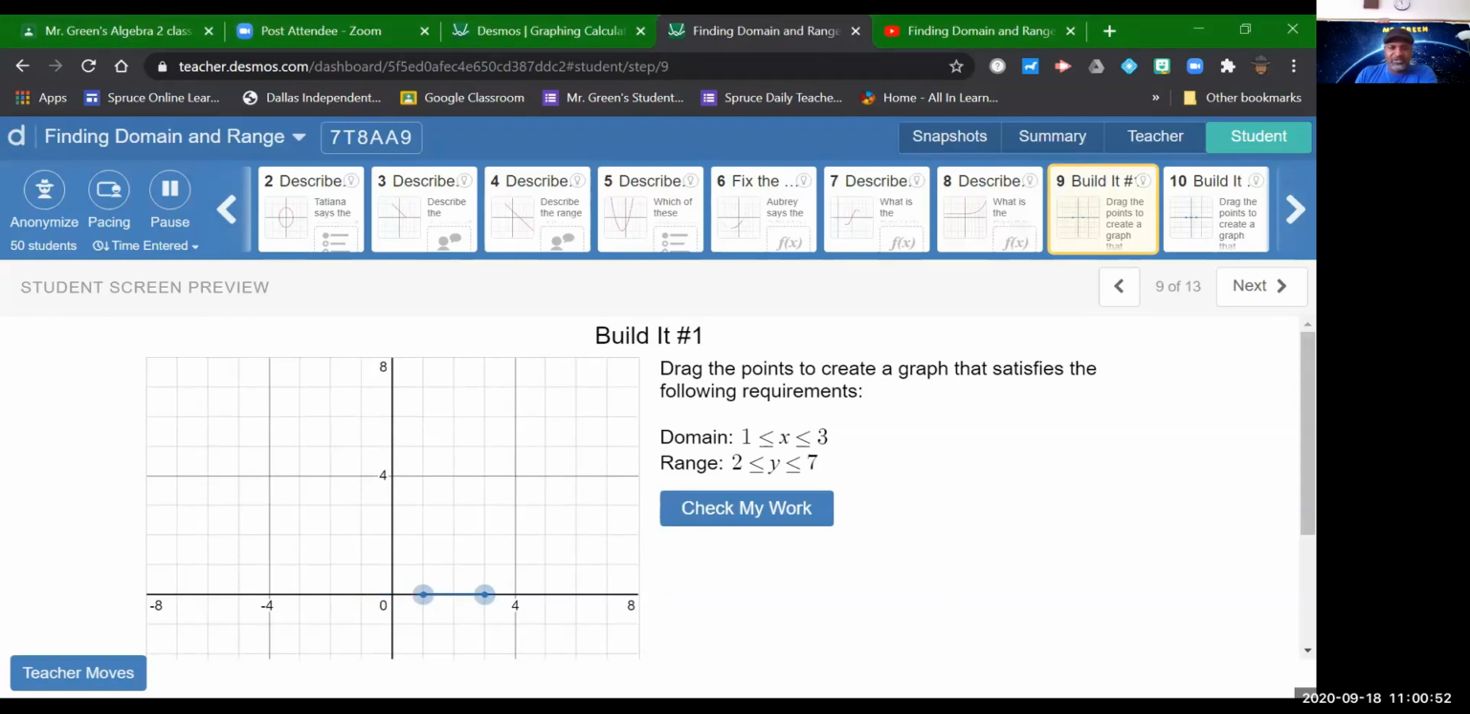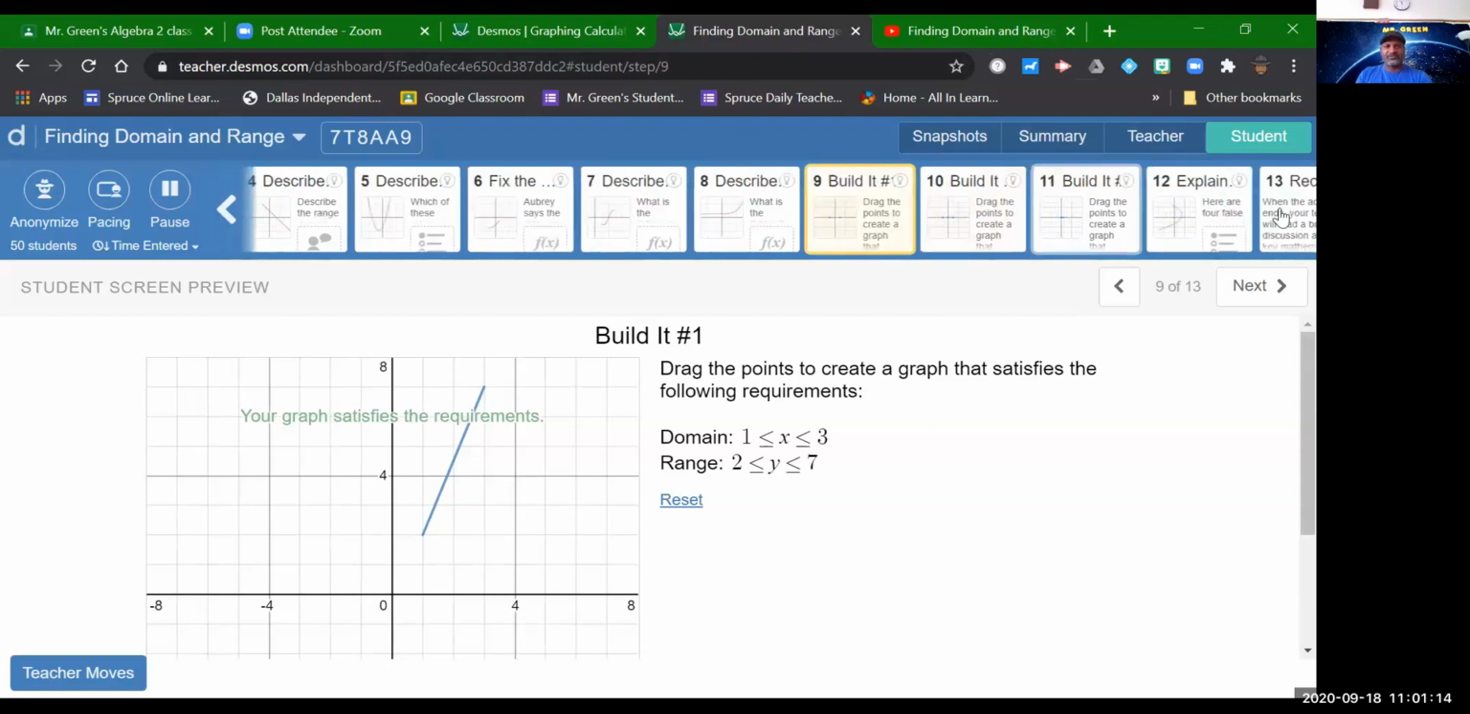The range needs to be between 2 and 7, so I'm going to stay on there, 2 and 7. Check my work. There it is. Notice the domain of the graph is between 1 and 3, and the range is between 2 and 7. You have to look at the x and the y.